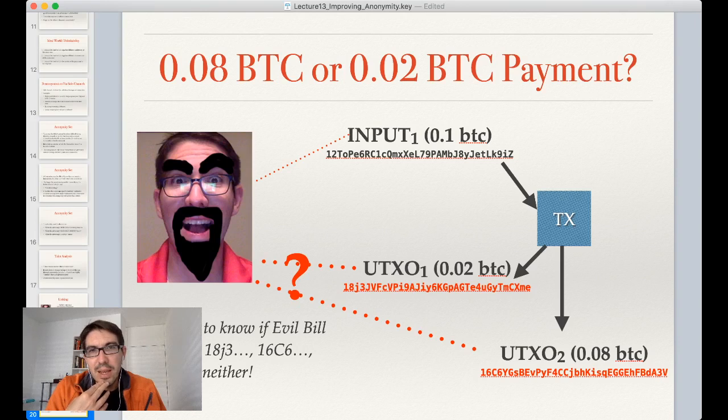So as I mentioned, we have an input here on smaller. There's never any way to know if Evil Bill here that sent this input, does he control both of those addresses? Is this just a way to throw people off his trail? Was he spending 0.08 Bitcoin to buy something and getting 0.02 in change? Or was he sending 0.02 Bitcoin to buy something and getting 0.08 in change?